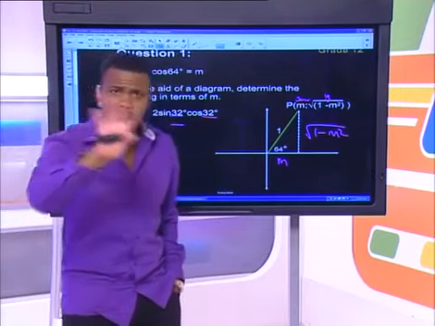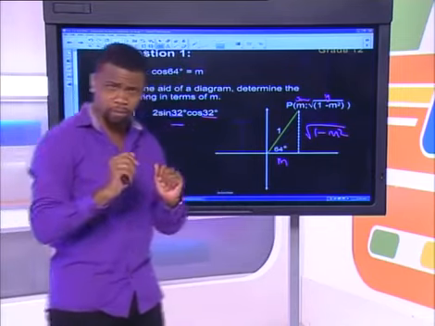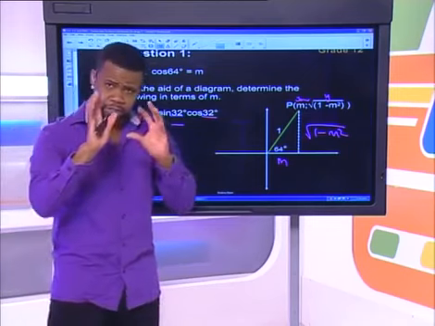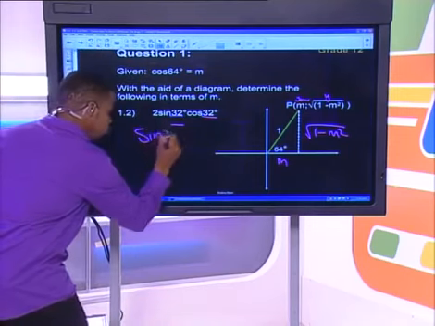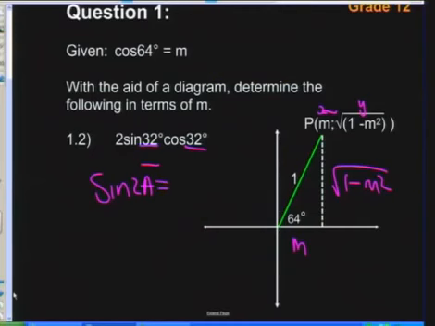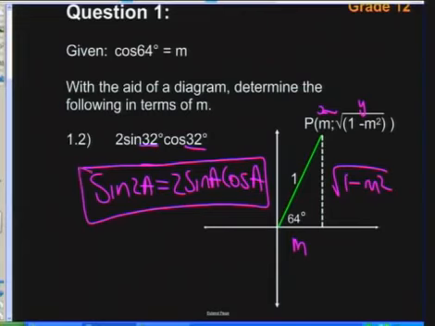But what can I do? Remember, your compound and your double angles, you can use them. If you look at your formula sheet, we have something like this: sine 2a is equal to 2 sine a cos a. You can get this from the formula sheet. What can I do with this? So I have 2 sine 32 cos 32.